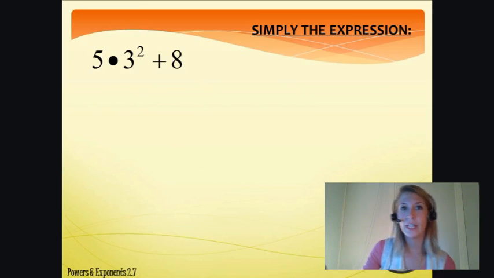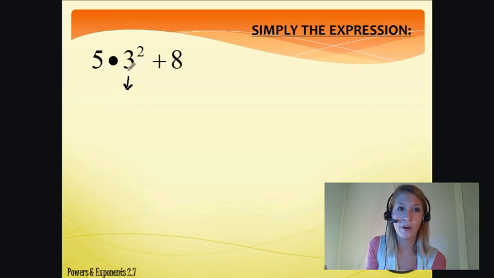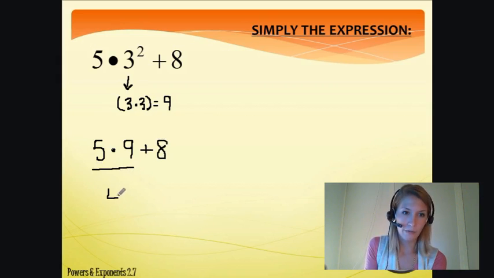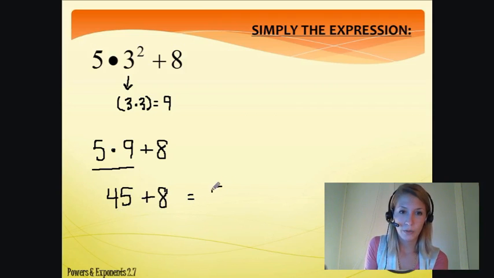Let's do one more example together for you to see on simplifying this expression. And first we are going to simplify 3 squared. And using repeated multiplication, we are factoring our base 2 times. So we would rewrite this as 3 times 3, which equals 9. So I'm going to drop down the rest of my expression. 5 is being multiplied by 9 plus 8. Using my order of operations, I'm going to multiply first. 5 times 9 is 45. Drop down the rest of my expression, plus 8. And then I find the sum of 45 plus 8, which equals 53.